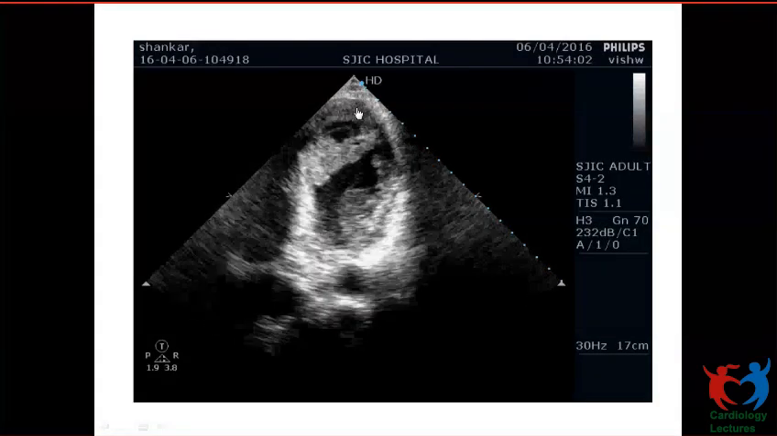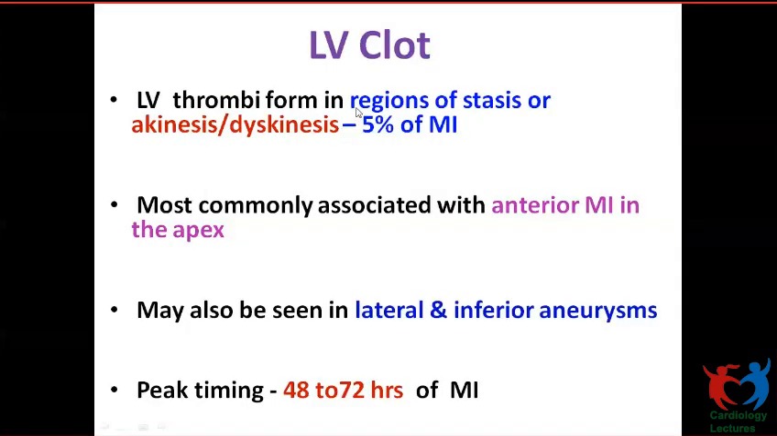segment in there. Apex. This here are familiar, but I just want to tell you how often you get thrombus in MI, around 5%, and seen in the regions of akinesis or dyskinesis. Whenever clot is seen, you see whether that segment is akinetic or dyskinetic. It can also occur in dilated cardiomyopathy because of stasis and decreased mobility also. So most commonly associated with the anterior MI, but you may see in lateral and inferior regions also. It occurs between 2 to 3 days after MI. But sometimes you see on day 1 also.